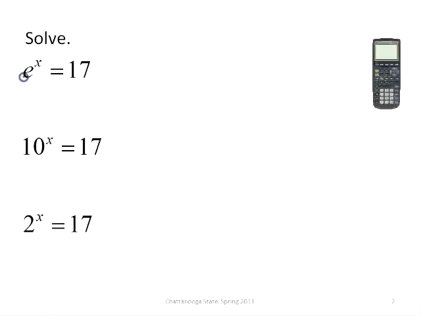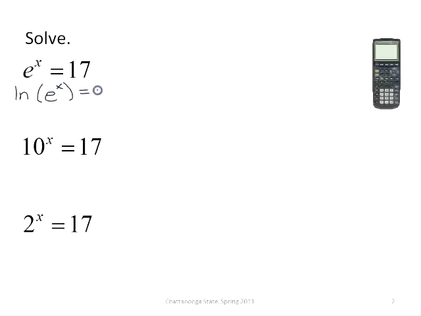So let's take a look at this first one. We have e to the x power equals 17. What we want to do here is get this x down where we can work with it. Well, we know that the inverse operation of an exponential e to a power would be a natural log. So we're going to take the natural log on both sides of this equation.